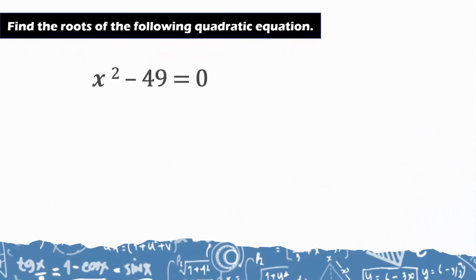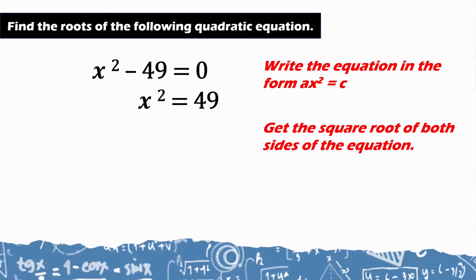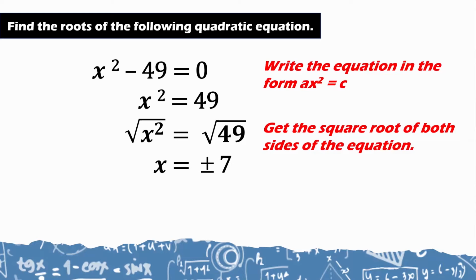Number 1, find the roots of the quadratic equation x squared minus 49 equals 0. First is to write the equation in the form ax squared equals c. That is, x squared equals 49. And then, get the square root of both sides of the equation. That is, square root of x squared equals square root of 49 will result to x equals positive or negative 7. Therefore, x equals 7 or x equals negative 7.